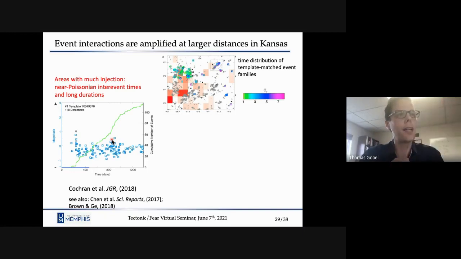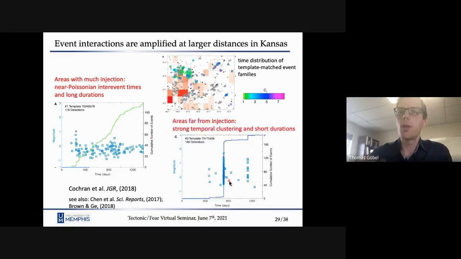So on the left-hand side is a cluster that is more or less typical for near-well occurrences, where we have earthquakes happening over extended periods of time with a fairly Poissonian inter-event time. And then they make the case that at large distances, things look very different, right?